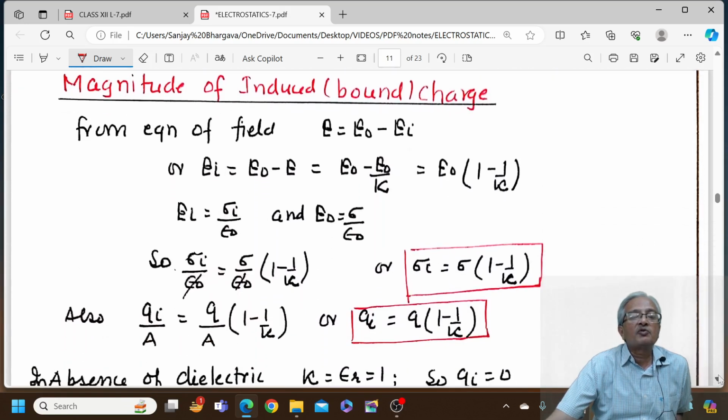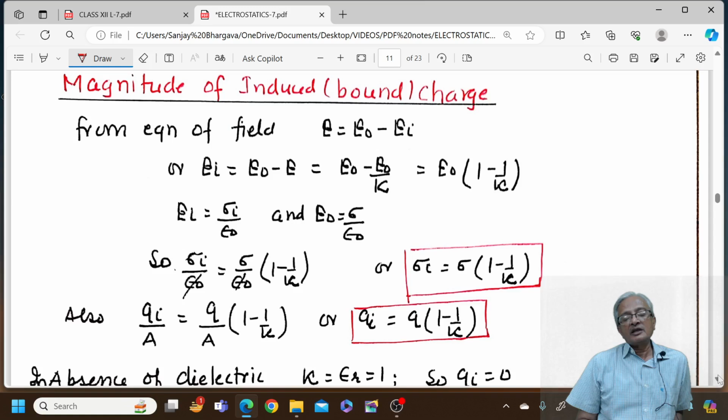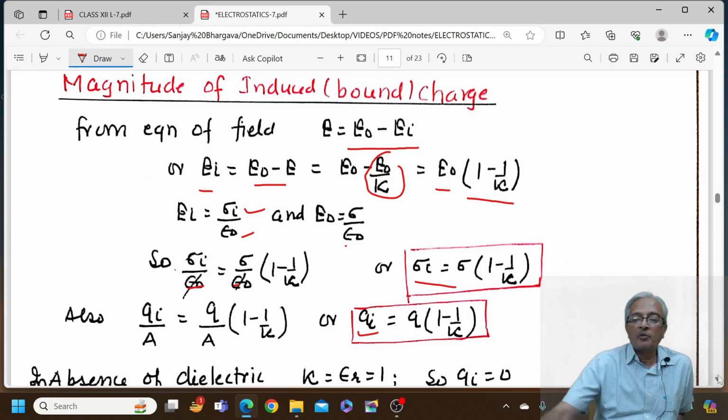Here we can calculate the magnitude of the induced charges, and we can also calculate the magnitude of the induced surface charge density. Here E would be equal to E0 minus EI, so EI would be E0 minus E. E can be replaced by E0 by K, so I get E0 into 1 minus 1 upon K. Here EI is sigma I upon epsilon 0 and E0 is sigma by epsilon 0. So substituting, epsilon 0 cancels to give sigma I equal to sigma into 1 minus 1 upon K. Similarly, charge Qi would be equal to Q into 1 minus 1 upon K.